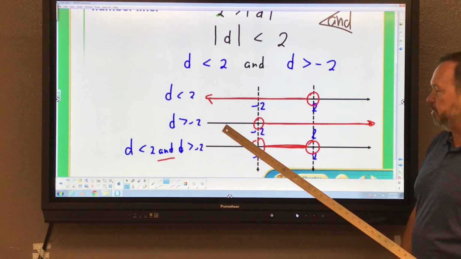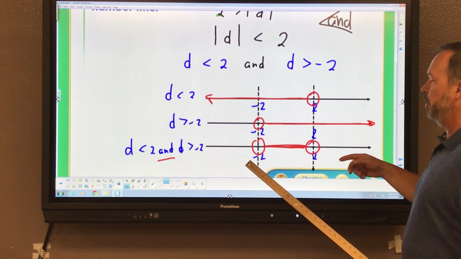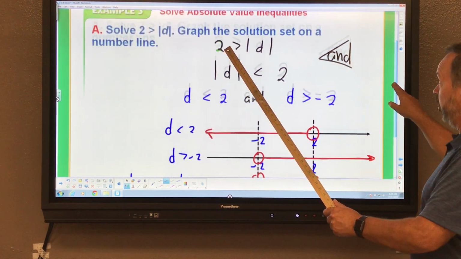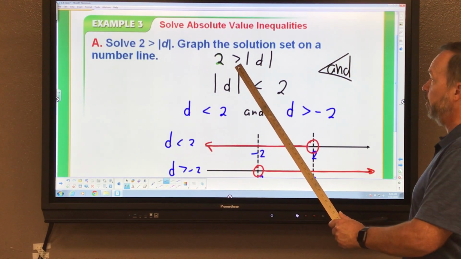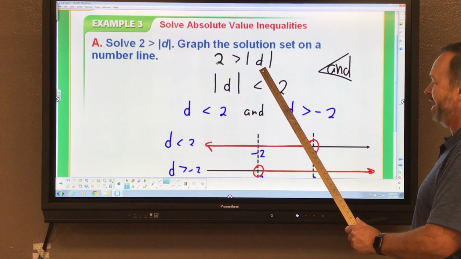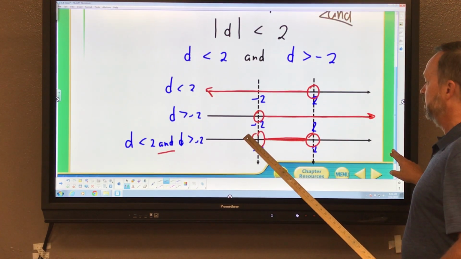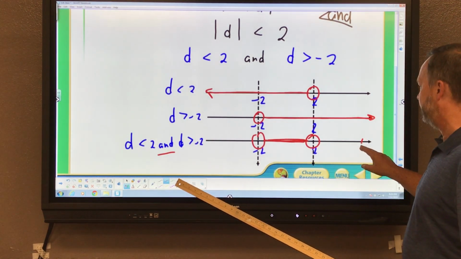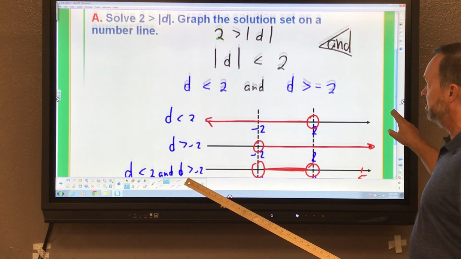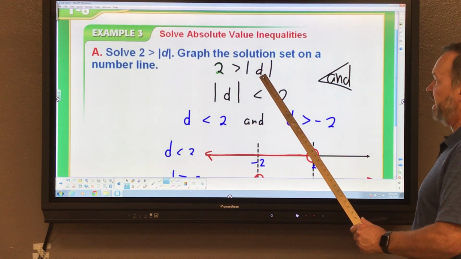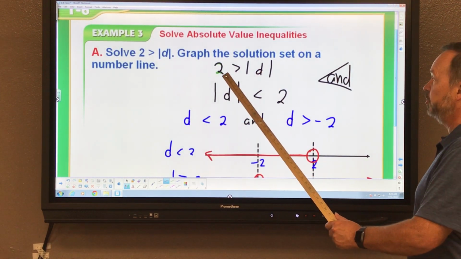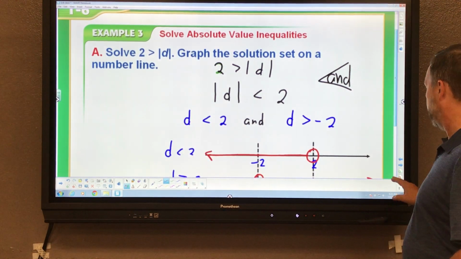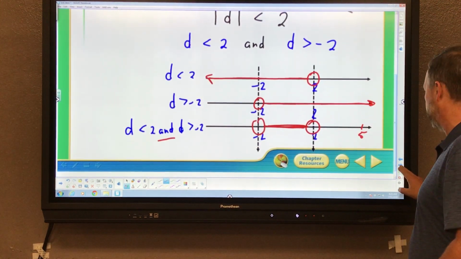So let's pick a number in between negative 2 and 2, like 1, right? Let's look at the original problem. Is 2 greater than the absolute value of 1? Yes. We can try others. Let's try one that better not work, like 5. It better not work. So put 5 in there. What's the absolute value of 5? 5. Is 2 bigger than 5? No, it's not. Good. It wasn't supposed to work. I'm glad it didn't work. And that, folks, is how it works.